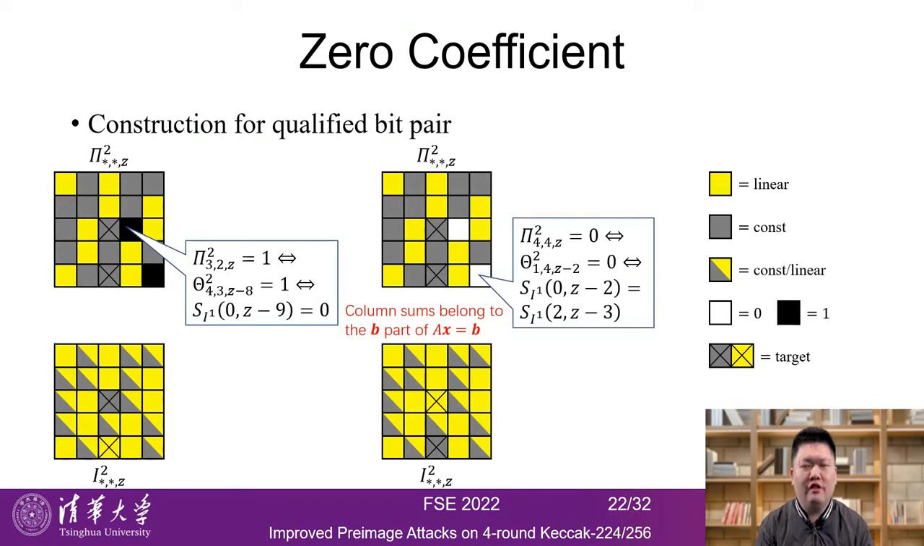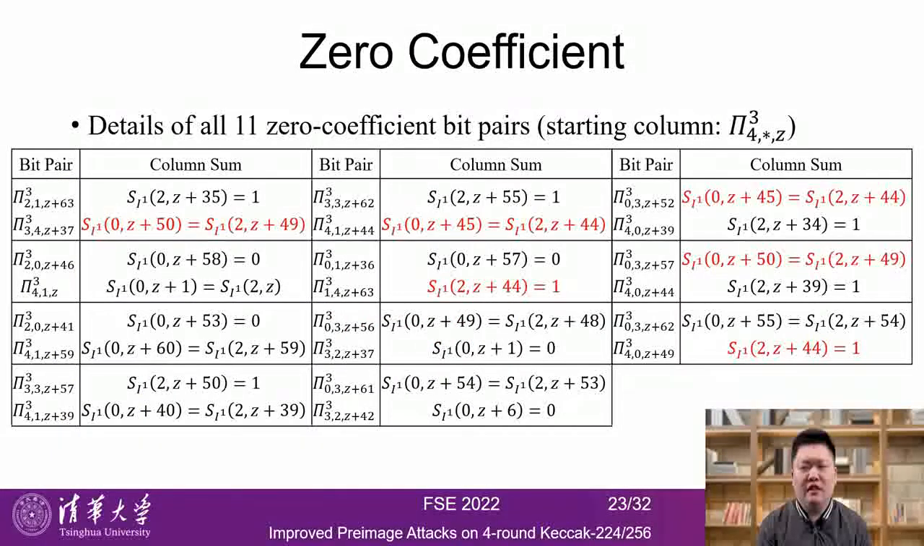As for the construction of zero coefficient pairs, we need to meet some restrictions to ensure the constant attribute of corresponding bits. And the constant attribute is decided by related bits of the chi input. To fix the input bits, we even need to trace back to the column sum in chi first. Notice that setting column sums will not cause degrees of freedom, because column sums belong to the B tower of equation system A times X equals B. This table shows the details of all 11 zero coefficient bit pairs on the starting column pi third 4 star z. From the table, we can see that these bit pairs can be constructed without contradictions.